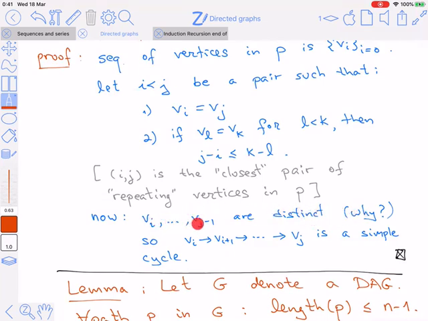Because if I had repetitions in this subsequence, then this repetition would give us a smaller difference than the difference we have between j and i, and that would contradict the second condition for the choice of i and j. So all these vertices are distinct, and therefore the path that starts in Vi, goes to Vi plus 1, and so on until we reach Vj, is a simple cycle because we do not have repetitions in the interior nodes of the subpath.